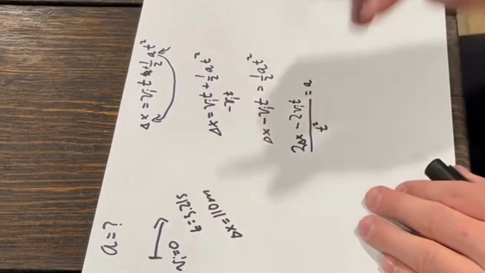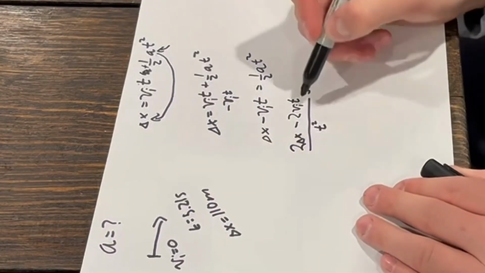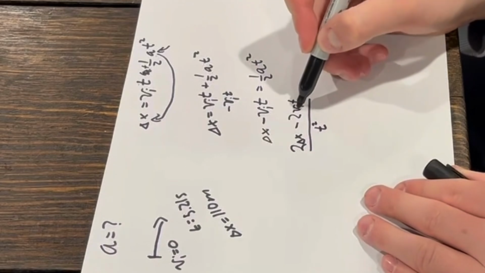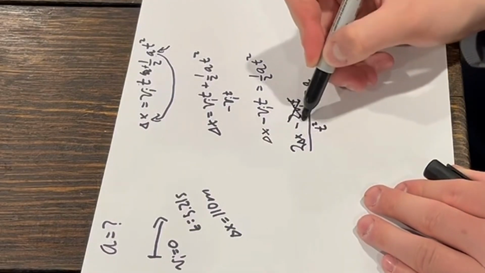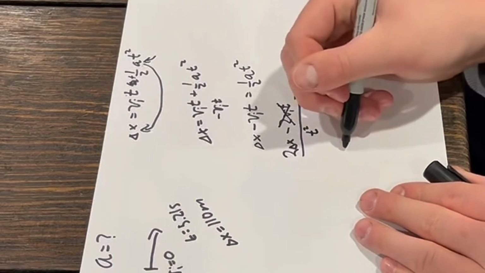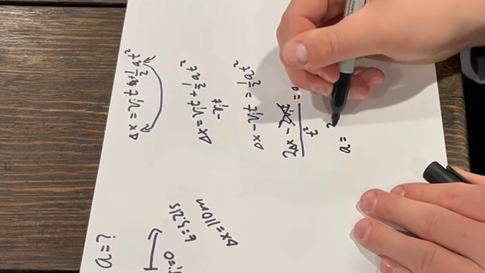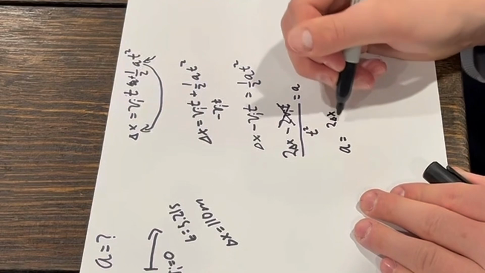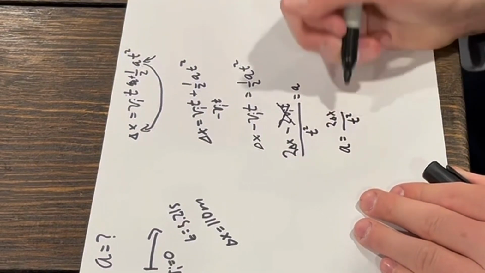And now we know that velocity initial is 0. And since it's 0 here, it's also 0 here. So we can cross that out. So our final equation for acceleration is equal to 2 times change in x over time squared.